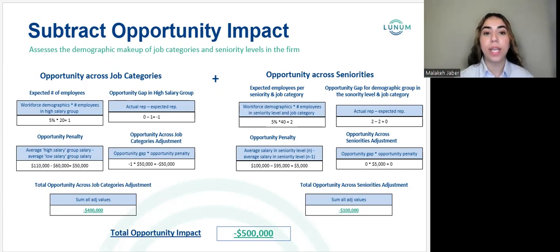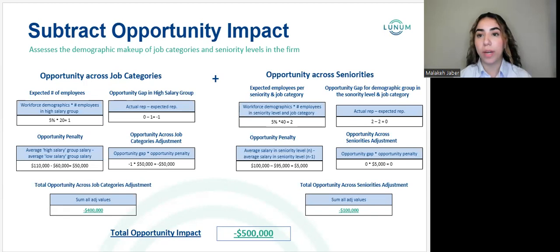The next step is to calculate the opportunity across seniorities adjustment. So we take that opportunity gap, again in this example, although it was 0, that might not necessarily be true for other employees. But we take that opportunity gap we previously calculated, that 0, and we multiply that by the opportunity penalty, in this instance, that $5,000. We then reach the opportunity adjustment. And we continue that for all of the various seniorities and job categories within different demographic groups.